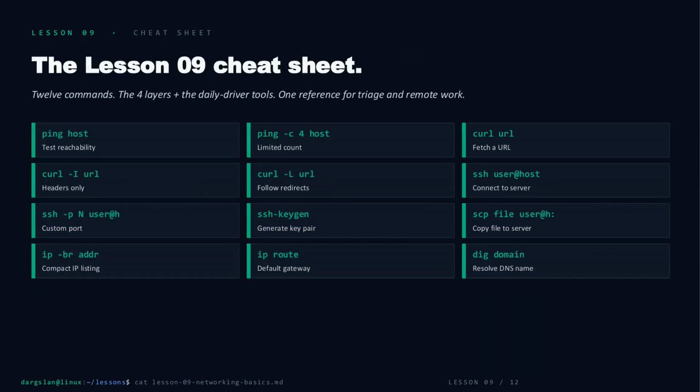Here's the whole lesson on 1 page. 12 commands covering all 4 layers: link, network, transport, application, plus the daily drivers you'll actually live in: ssh, scp, curl, dig. Screenshot it, print it, tape it to your monitor. When something breaks, you don't need to remember everything. You just need to walk the layers in order and know which command answers each question.